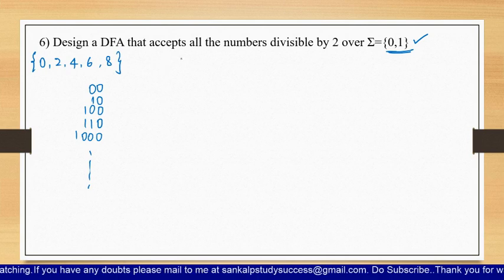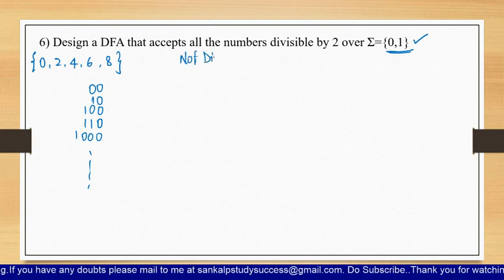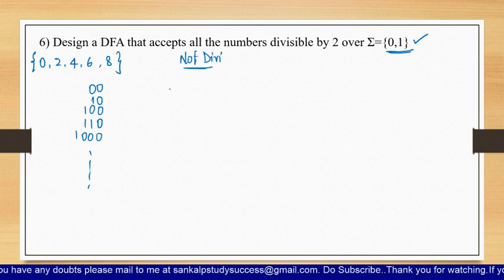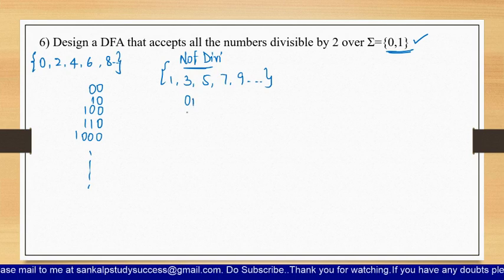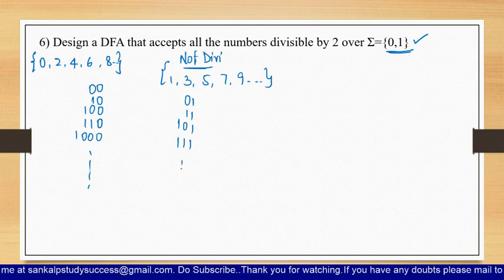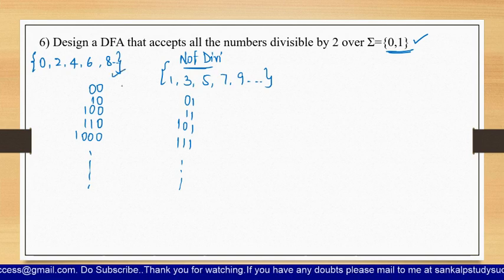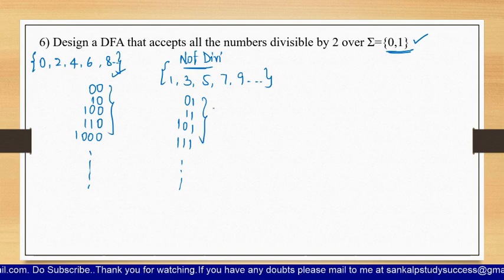Then what are the numbers which are not divisible by 2? Because these numbers should be rejected, right? 1, 3, 5, 7, 9 and so on. Here also we are having many. So 1 is nothing but 1, 3 is nothing but 11, 5 is 101, 111 is 7. So in this way you have to convert all these numbers into binary format. Here if you observe, if it is divisible by 2, then it is ending with 0, and if it is not divisible by 2, then it is ending with 1.